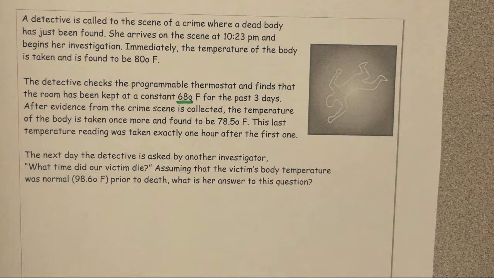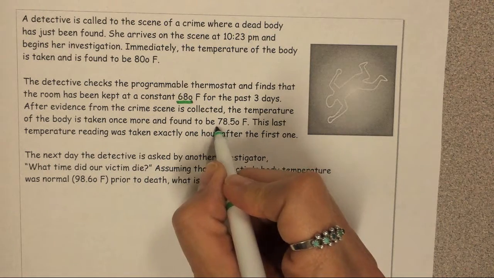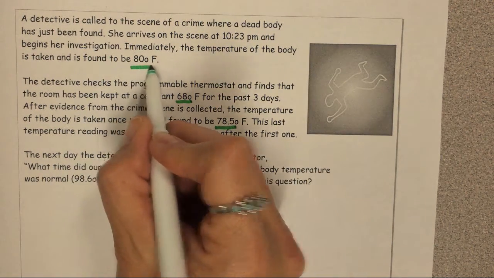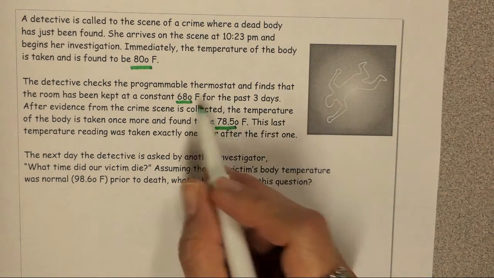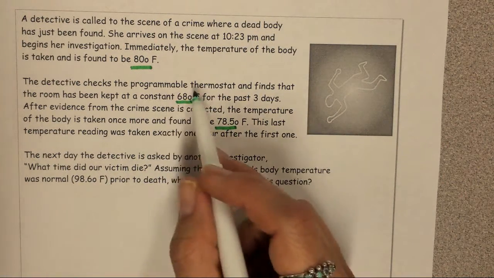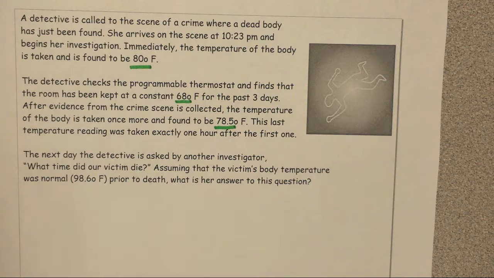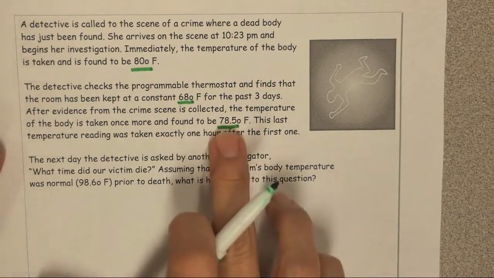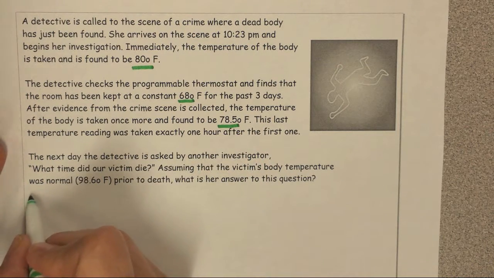After evidence from the crime scene is collected, the temperature of the body is taken once more and found to be 78.5 degrees. All right, so this was the first temperature, this is the second temperature, and this is the temperature of the room. So let's go ahead and find our K, because we're going to need that. To find K, I have what it's cooled to, so this is my ending temperature.